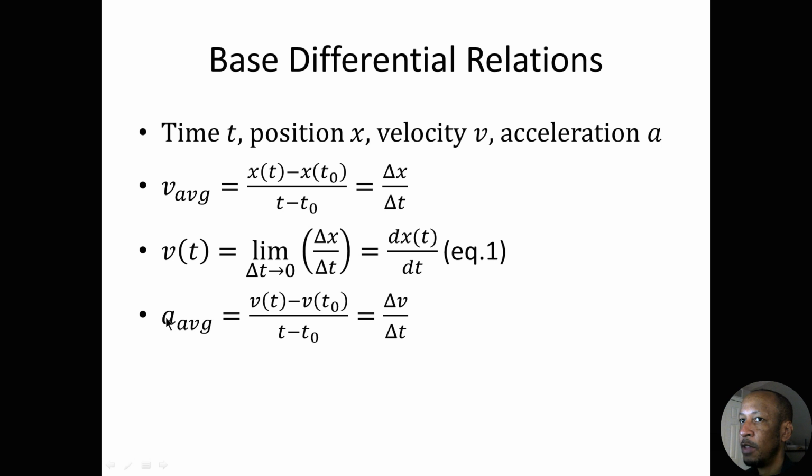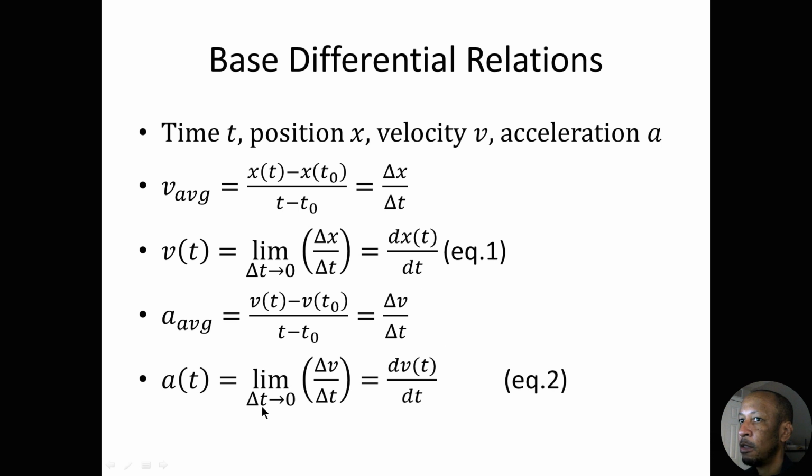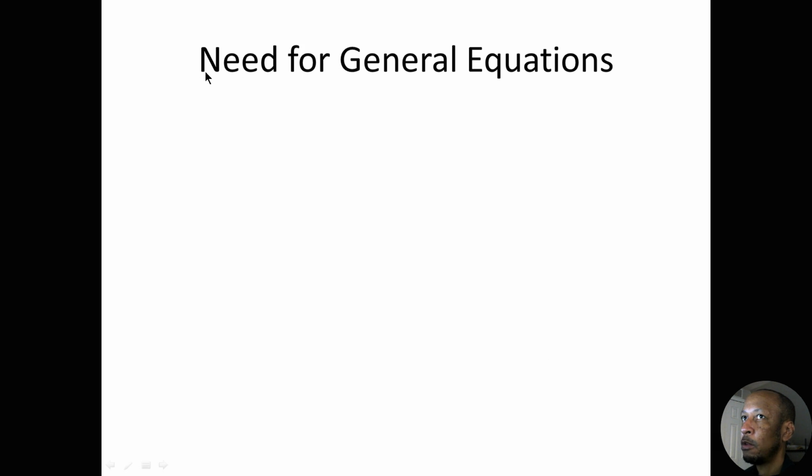Next we have the average acceleration. In the same way we derived the average velocity, except we're going to use v of t minus v of t sub 0, which gives us delta v over delta t. We take the limit again here, and as delta t approaches 0, we end up with dv of t dt. That's equation number 2.